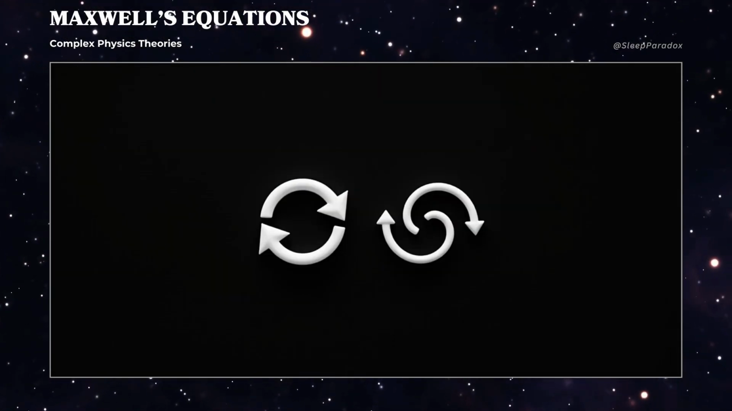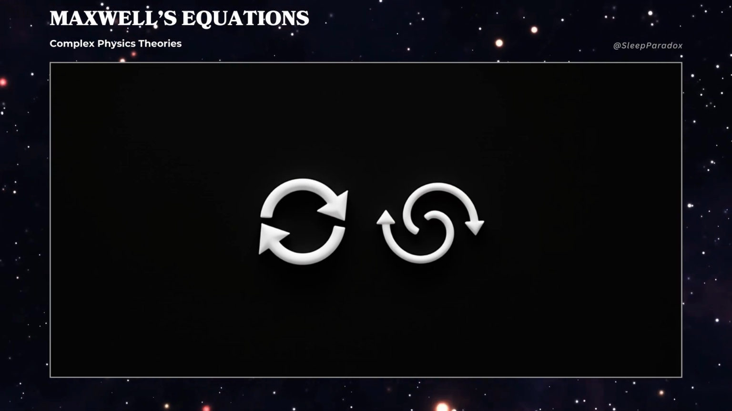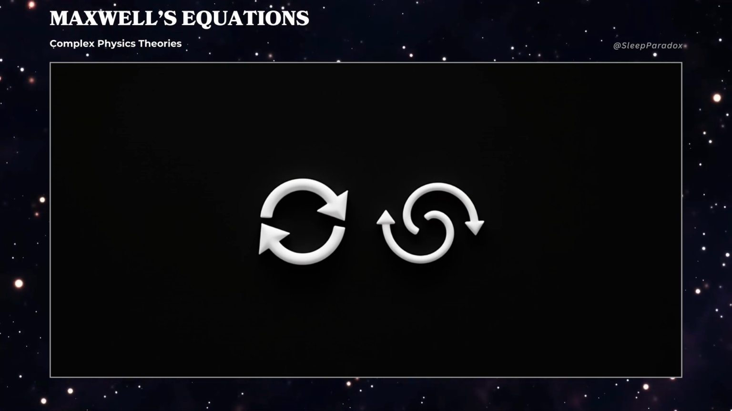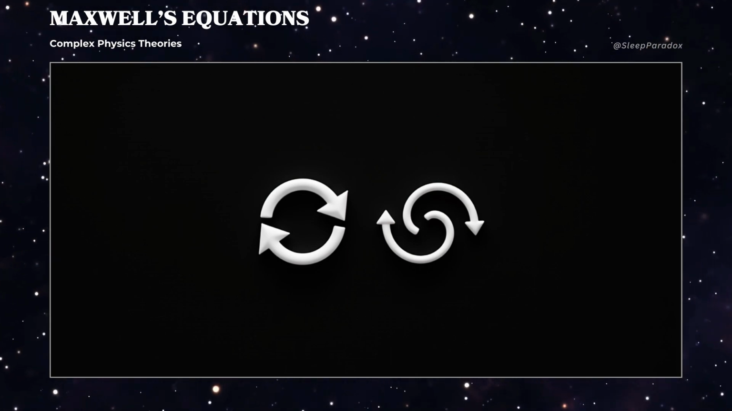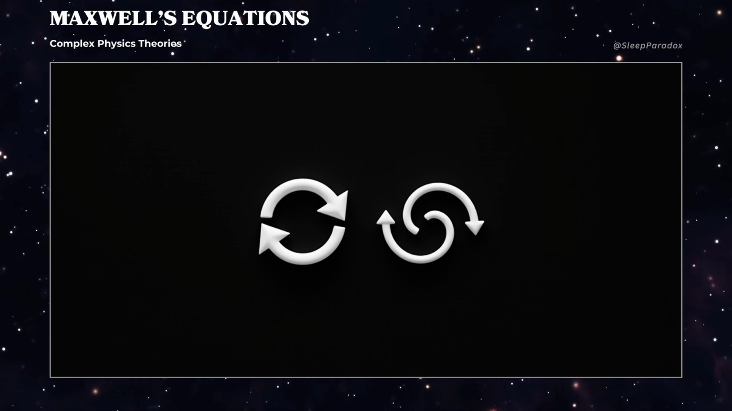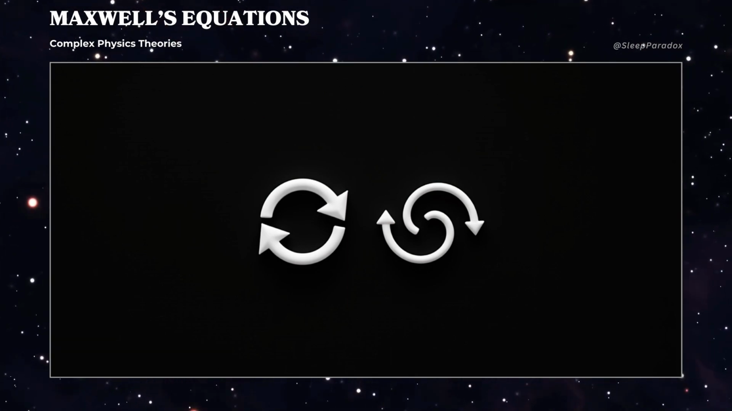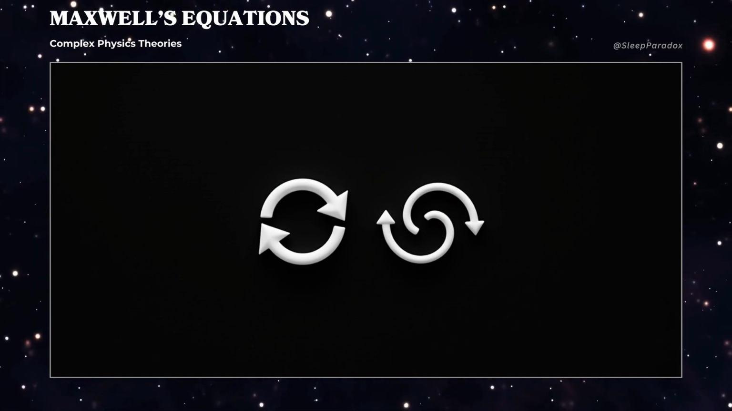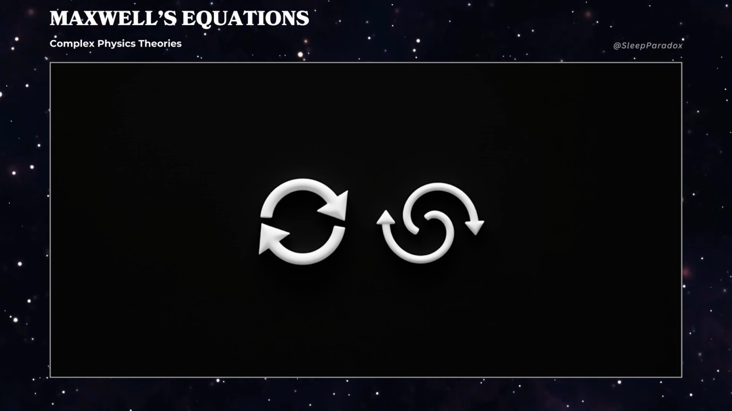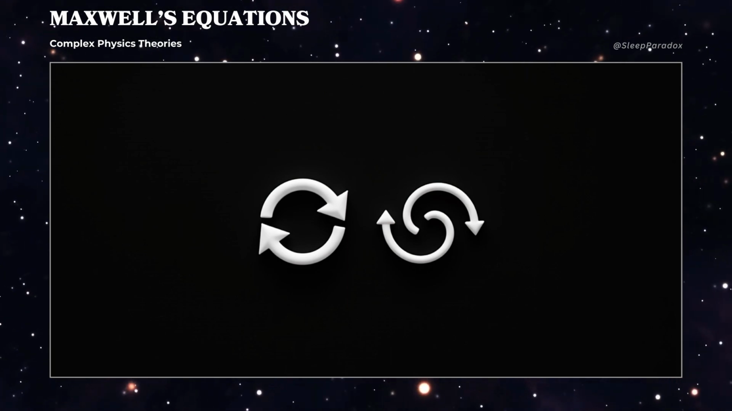Maxwell's equations lay the foundation for our understanding of electromagnetism, a cornerstone of classical physics that ultimately describes how light behaves. Named after the Scottish physicist James Clerk Maxwell, these equations elegantly unify electricity, magnetism, and optics, showing that they are all different manifestations of the same fundamental phenomenon. Let's explore the four equations, one at a time.